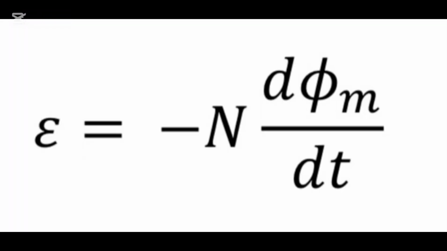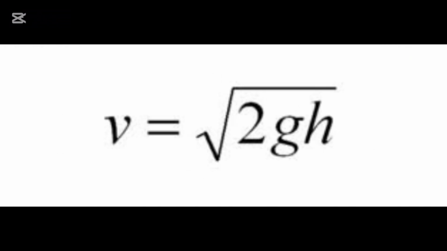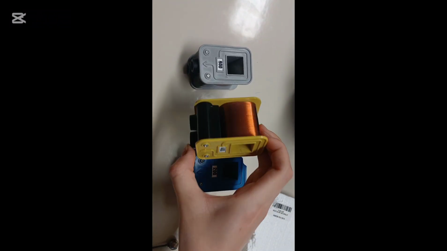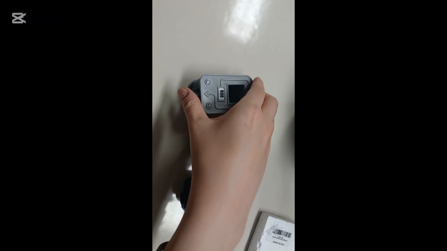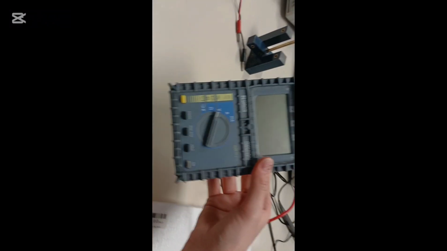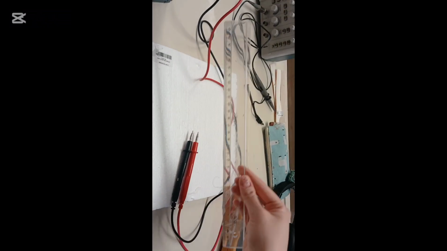In this experiment, we're going to use the equation of Faraday's law of induction and also the equation of magnetic flux. We will also need the equation of velocity dependent on height. We will use coils with different number of turns. Here we have 200 turns, 400 turns, and 800 turns. And also we will use a magnet, a multimeter, the cables to connect it with, and a ruler to measure the dropping height of the magnet.